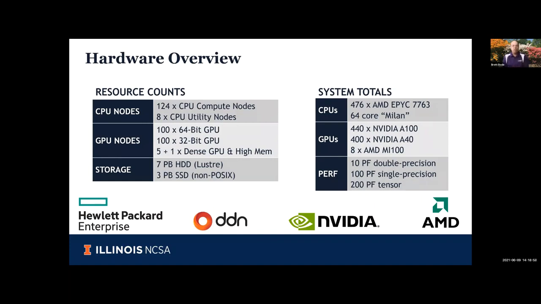And then finally, the storage is provided by 7 petabytes of spinning disk that will be in the form of Lustre file systems, to be augmented in early 2022 with 3 petabytes of flash-based storage. That's where our non-POSIX or relaxed POSIX interfaces will be. That will increase our I/O throughput by almost a factor of 10 over the spinning disk-based file system. So once that's installed, we'll have a very fast and one of the most capable I/O subsystems, certainly for systems of this size in the NSF space.